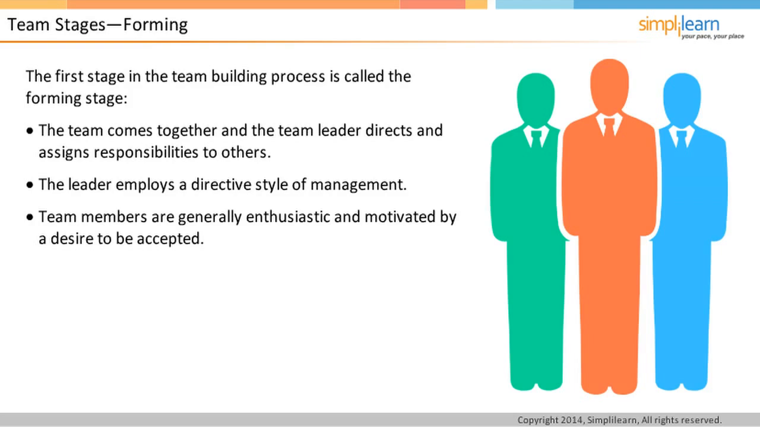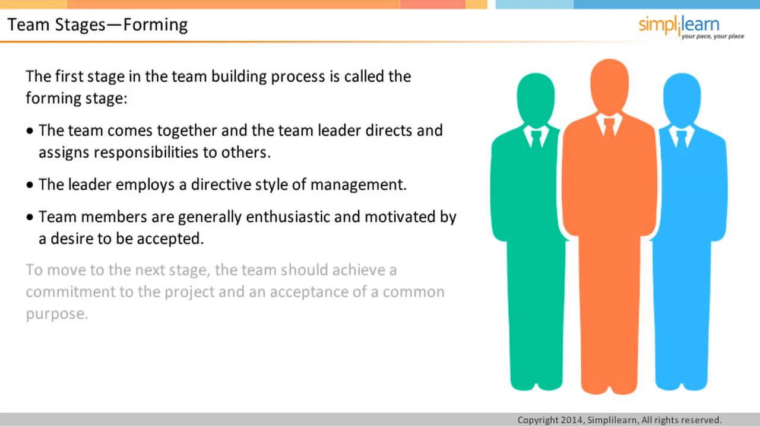The leader employs a directive style of management, which includes delegating responsibility within the team, providing a structure to the team, and determining processes needed for the smooth functioning of the team. Toward the end of this phase, the team should achieve a commitment to the project and an acceptance of a common purpose. In the next screen, we will discuss the second stage, storming.